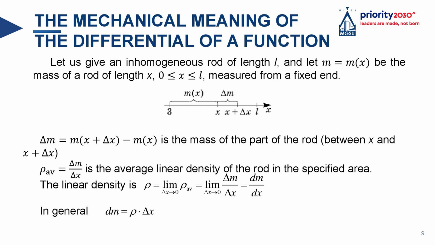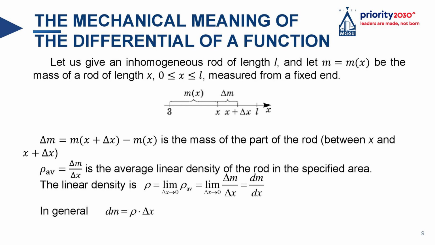Density. The value average density is equal to delta m divided by delta x, the average linear density of the rod in the specified area. Then the linear density is equal to the limit of the average density as delta x tends to 0. If the density is constant, then the rod is uniform.